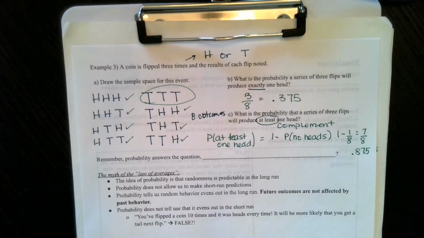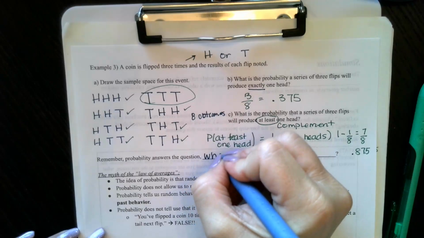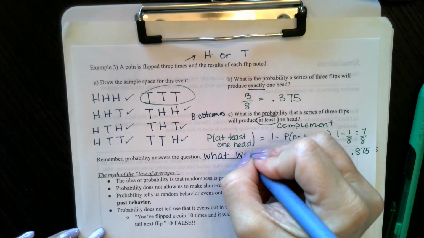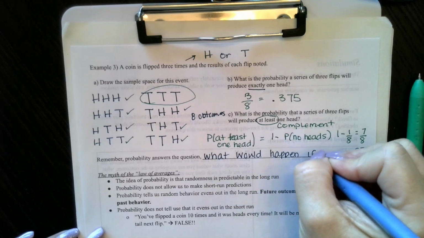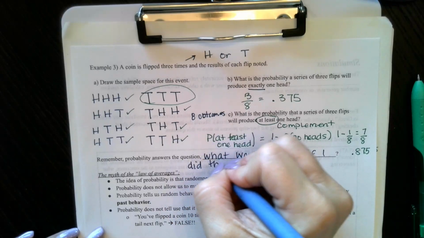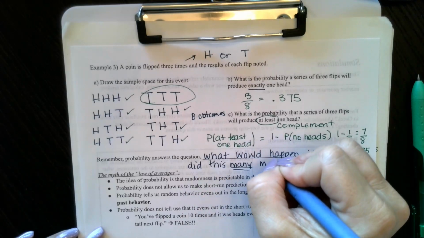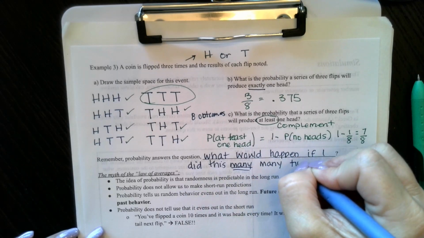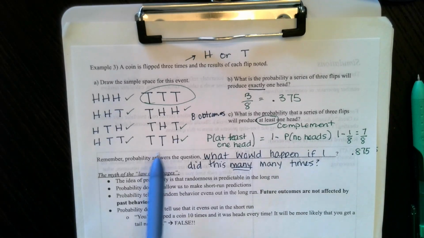All right. Now, this one, you could have just as easily done this same thing, but this is just another way to show you how you could do a complement, right? So, remember, probability answers the question, what would happen if I did this many, many times? That's what this is asking. What would happen if I did this many, many times?